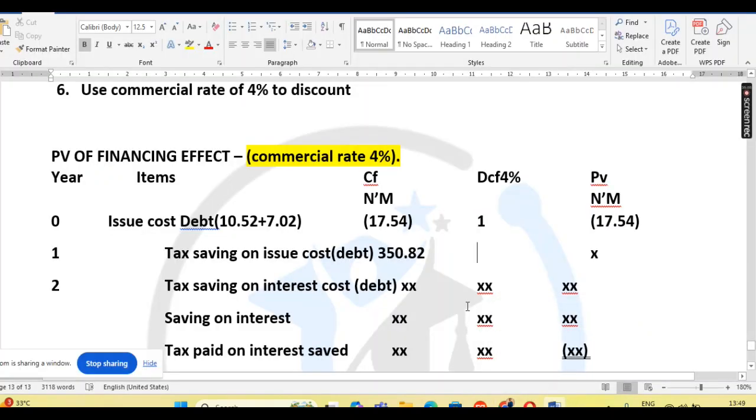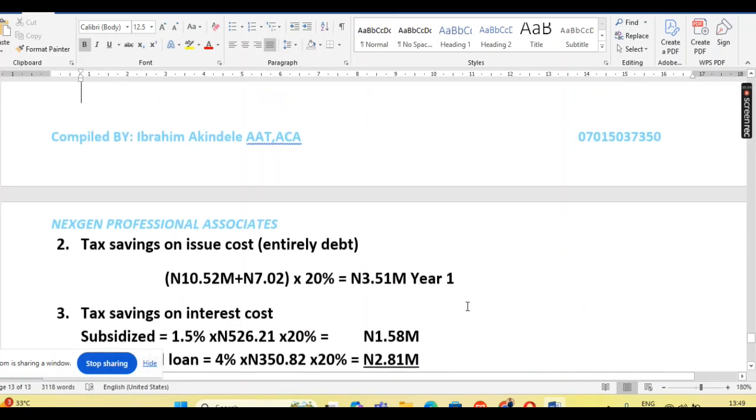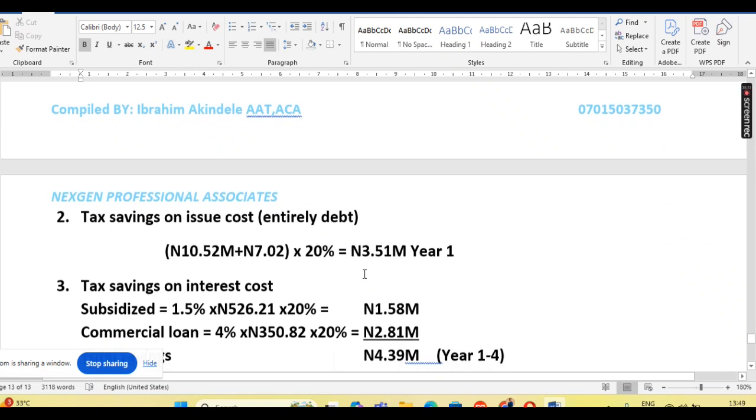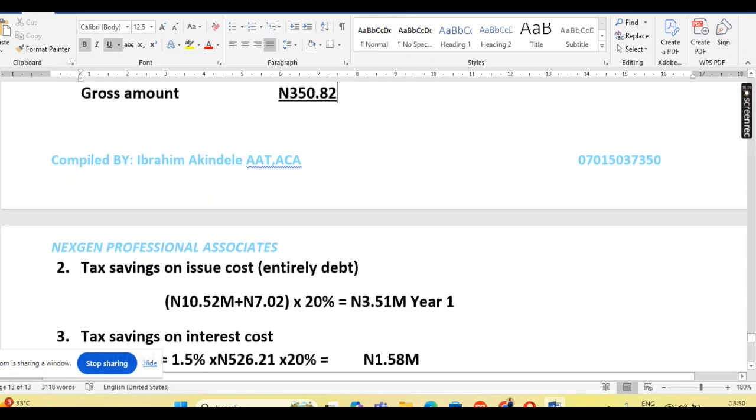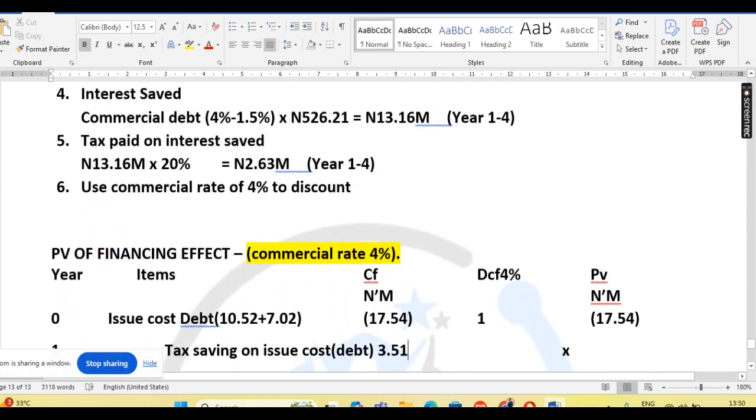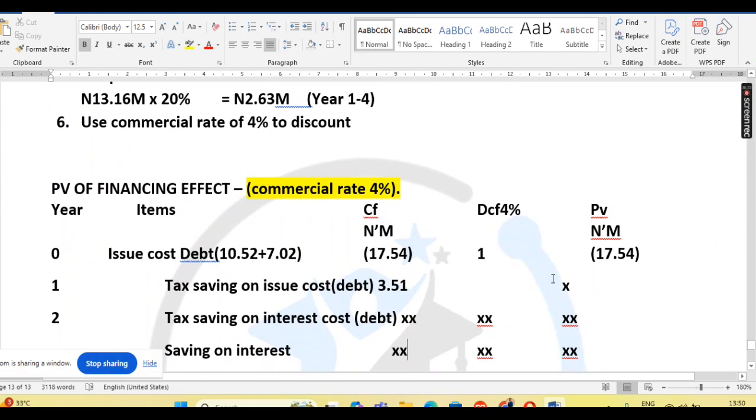Tax savings on issue costs, I don't think it's 350.82. This is the tax savings now. Who gave me that 3.5 figure? Felicity, 3 point what? 5.1, right? Please now, give me the figure. 3.51. Let me do it by myself, in case you don't want to give me the figure.